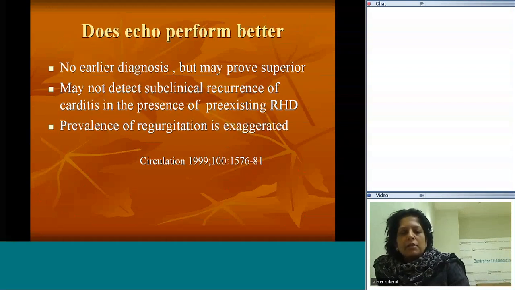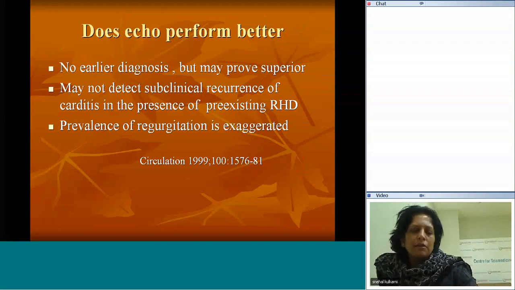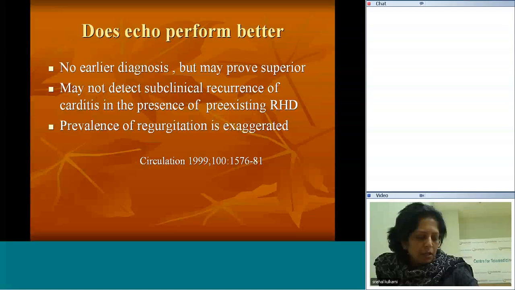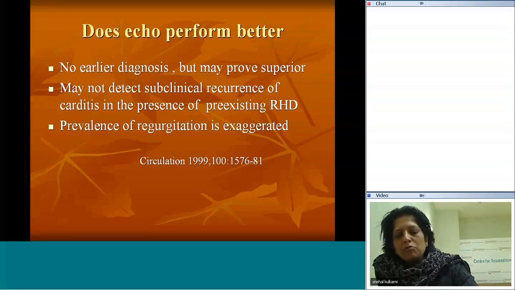Now there are a lot of questions about whether echo performs better than clinical evaluation. This is a report from Circulation, and it does not give you an earlier diagnosis, but may prove superior for diagnosis as compared to clinical evaluation. Again, it may not detect subclinical recurrence of carditis in the presence of pre-existing rheumatic heart disease.